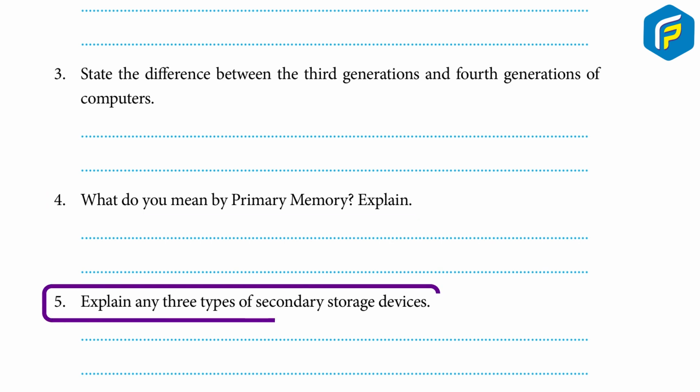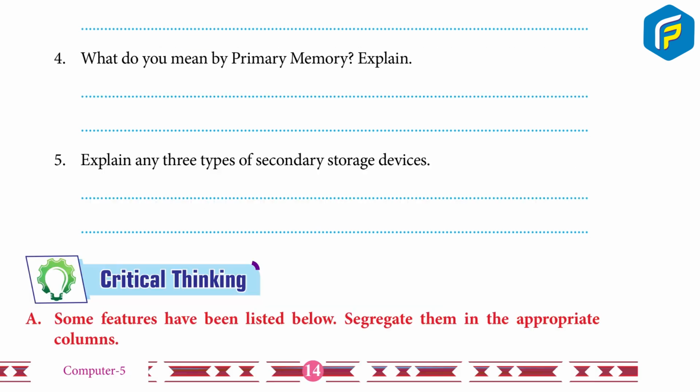5. Explain any 3 types of secondary storage devices. Answer: devices for secondary storage. Secondary storage is a memory that is kept off the computer's main memory bus. It is mostly employed for the long-term permanent storage of programs and data. Secondary storage types include hard drives, CDs, DVDs, pen drives, flash drives, SSDs and more.